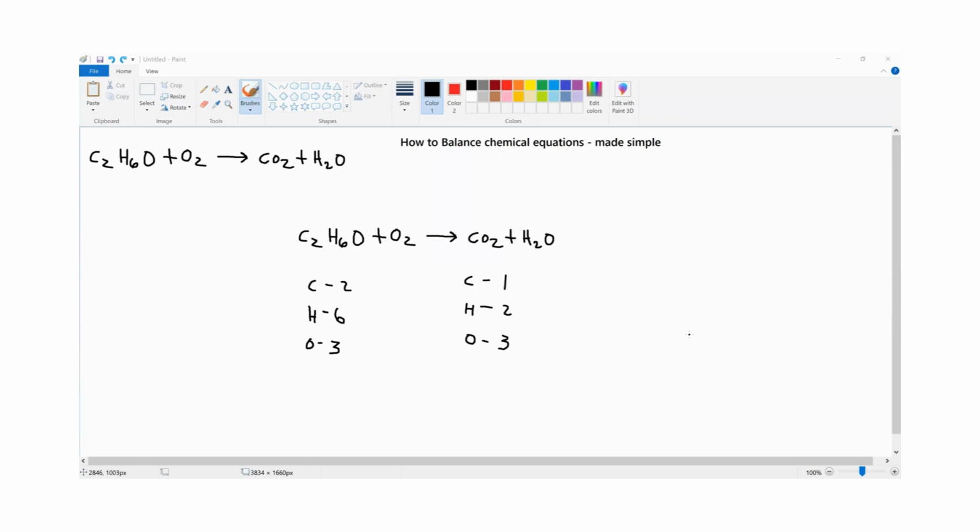In today's lesson, I'm going to show you how to balance chemical equations. This is the most simple way, and I'll be showing you four types of chemical equations you might encounter. The first one, let's take a look at this.